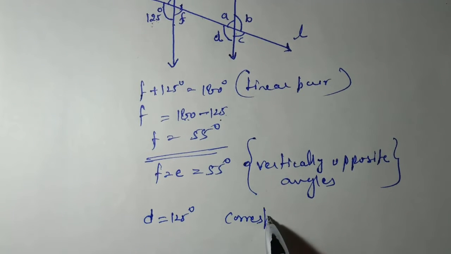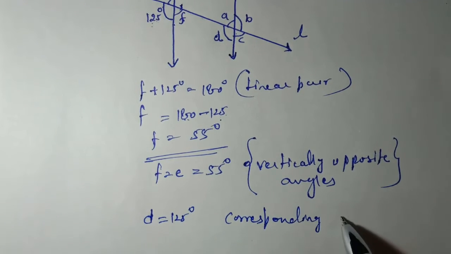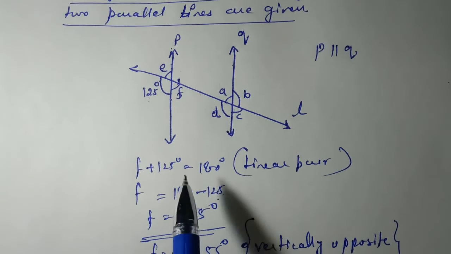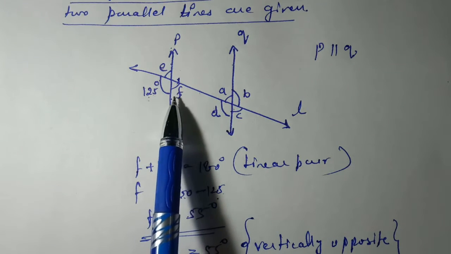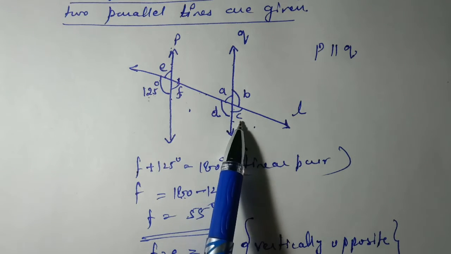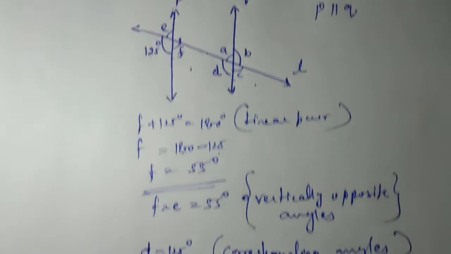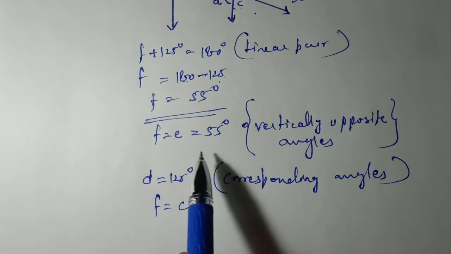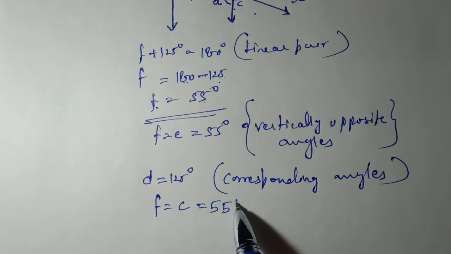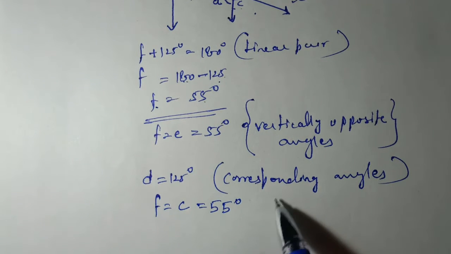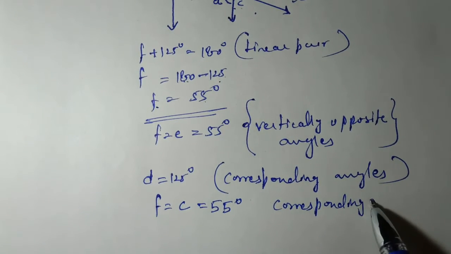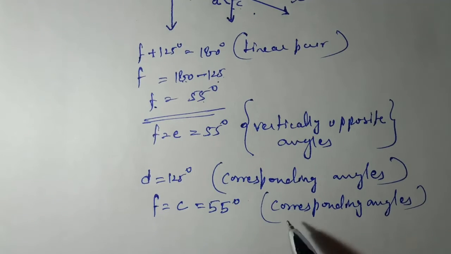What pair are they forming? They are forming corresponding angles. In the same way, on the same side, below the line we have F, and on the other side we have C. So F is equal to C, and the measurement of F we have calculated is 55 degrees. So C is also equal to 55 degrees, for the same reason, that they are corresponding angles.